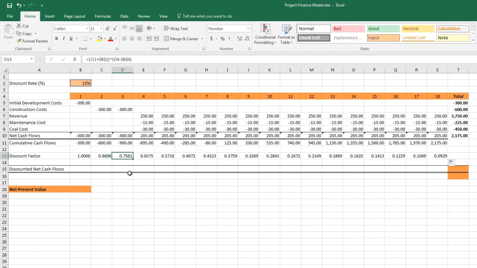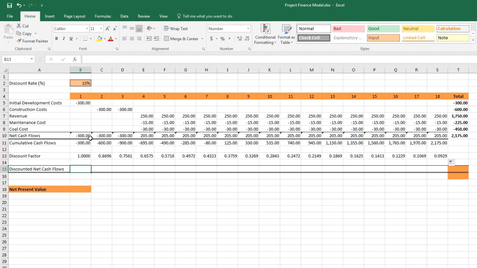Similarly, if you look at year 3, the formula is equals 1 divided by 1 plus 15% to the power of D4, which is 3 minus 1, which is a discount of 2 years. The discounting factor for year 3 is 0.7561.